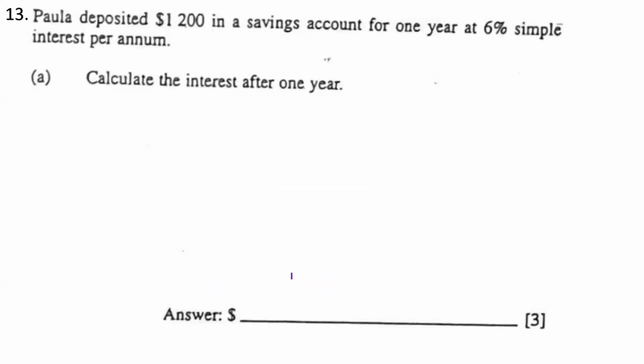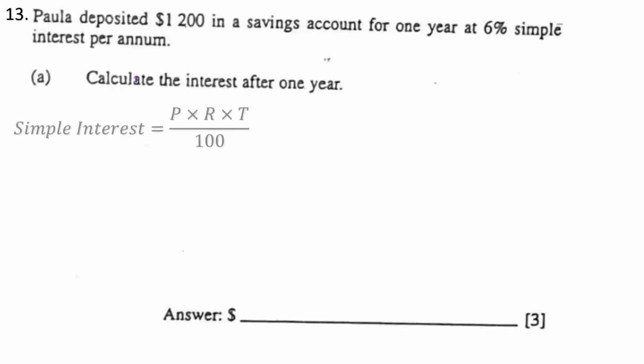All right, so let's move on to question number 13. Here it says, Paul deposited $1,200 in a savings account for 1 year at 6% simple interest per annum. Calculate the interest after 1 year.